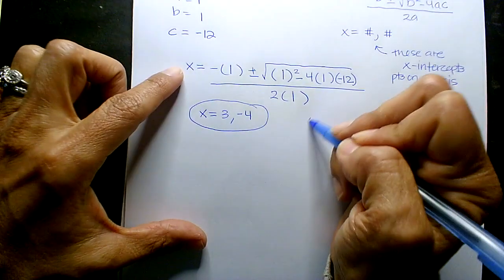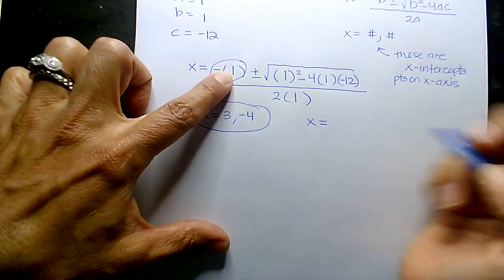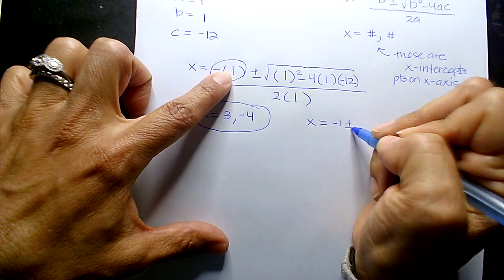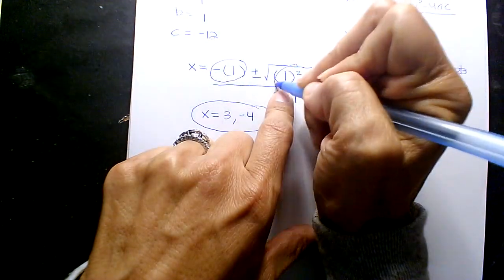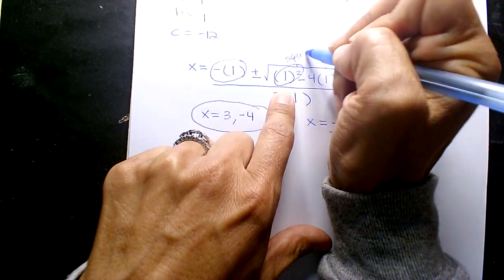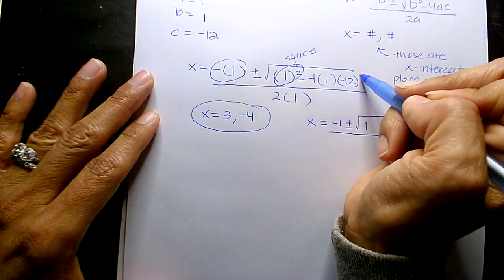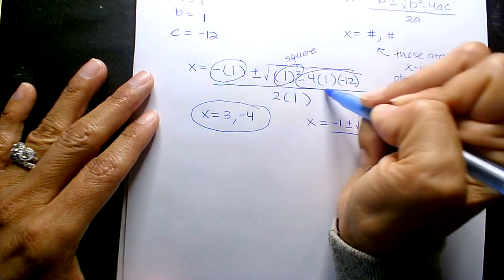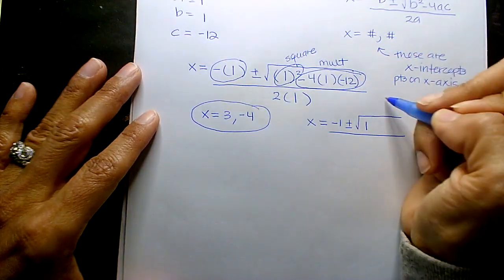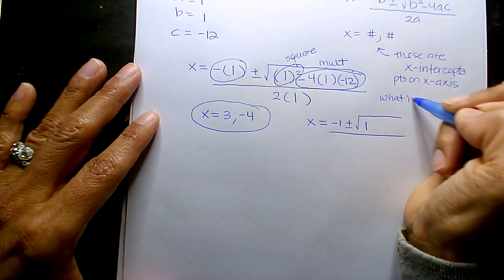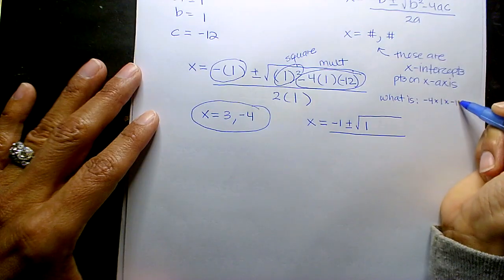All right, how do I solve it? Negative b, minus 1, that's minus 1, plus or minus the square root. Okay, what is 1 squared? You square this. 1 squared is 1. All of this is a multiplication. All of this gets multiplied. So what is negative 4 times 1 times negative 12?